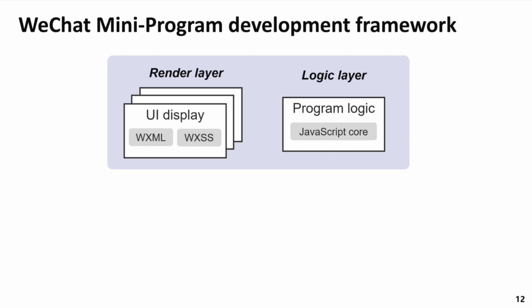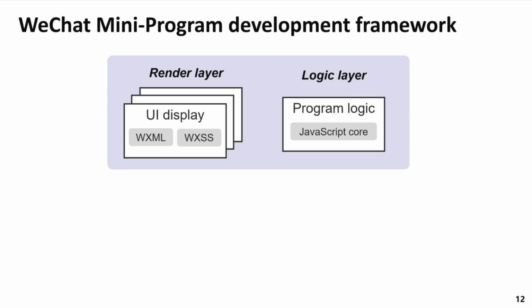With the simple example, we can have a better understanding of the WeChat mini program development framework. The framework contains two layers, the render layer and the logic layer. The render layer is responsible for UI display. For this purpose, WXML and WXSS are used as its description languages, which are similar to HTML and CSS in traditional web applications. The logic layer is responsible for the program logic written in JavaScript.